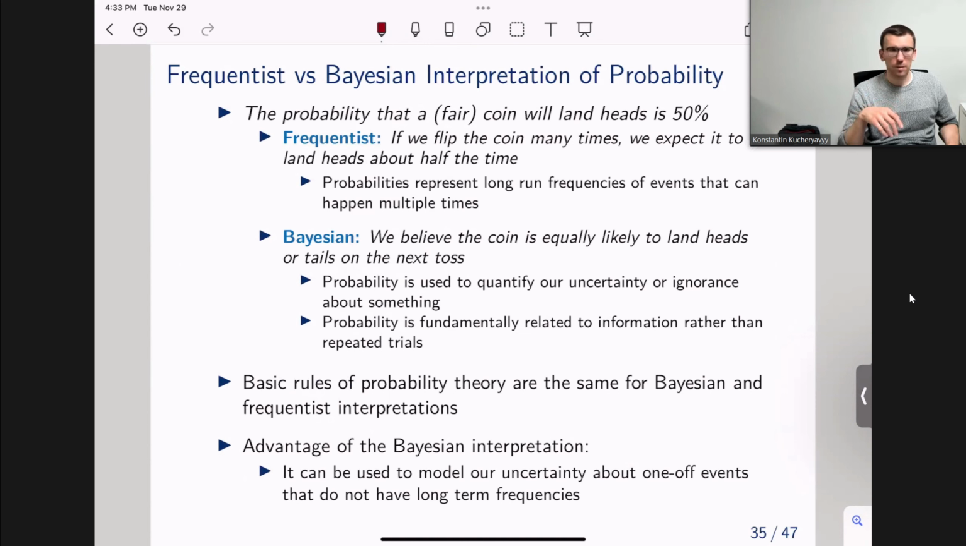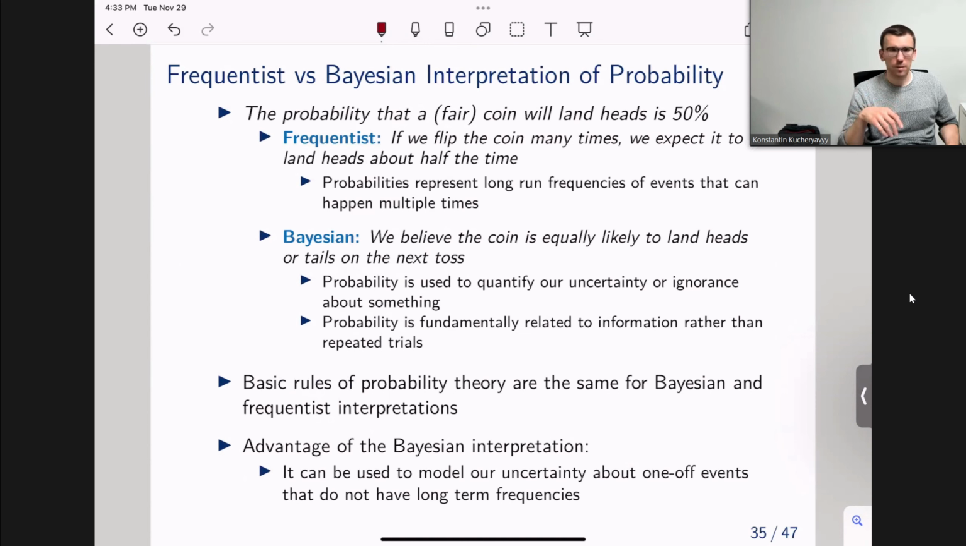From the point of view of a frequentist, it means that if we repeat the same experiment many times and calculate the proportion of heads, it will be close to 50%. So uncertainty is about the realization, and probabilities represent long-run frequencies of events that can happen multiple times.